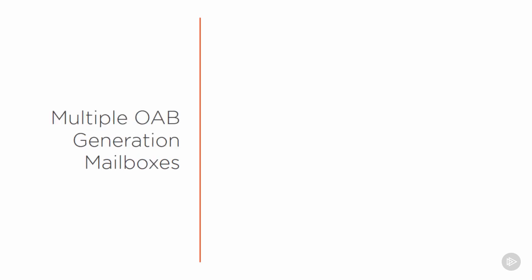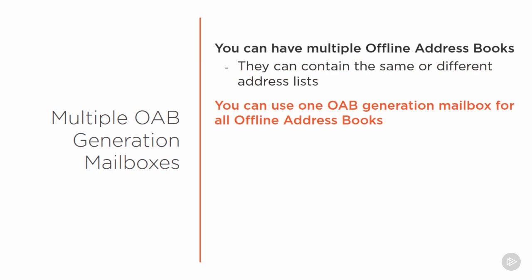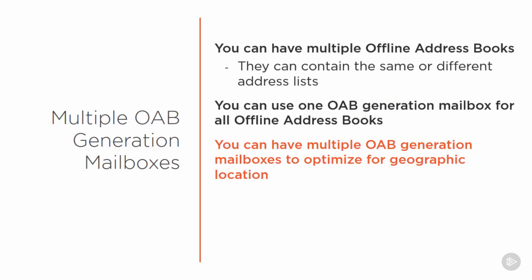It's possible to have multiple OAB generation mailboxes. You can have multiple offline address books. You may want to have offline address books that contain different sets of address lists for different parts of the company, or you can just have different offline address books that contain the same address lists. You can use one OAB generation mailbox to generate all of the offline address books if you want to, or you can have multiple OAB generation mailboxes so that you can optimize that OAB generation for different geographic locations.